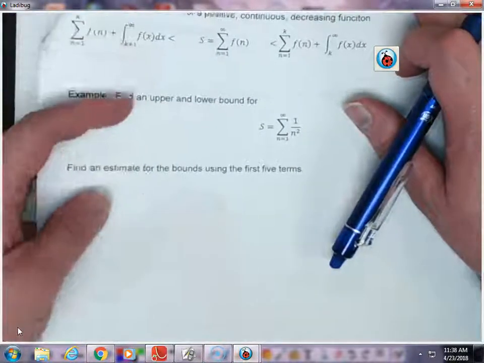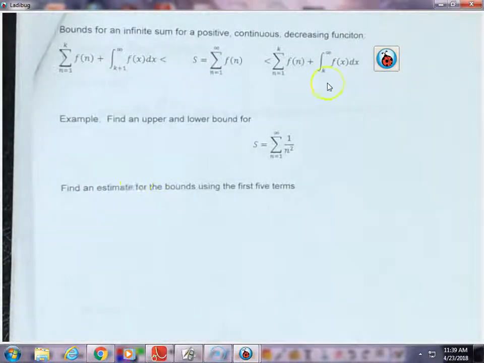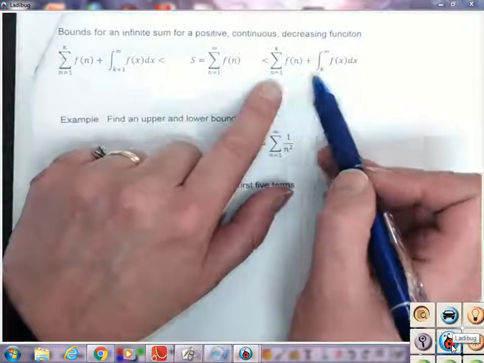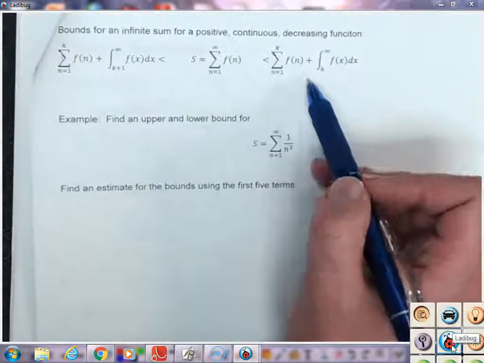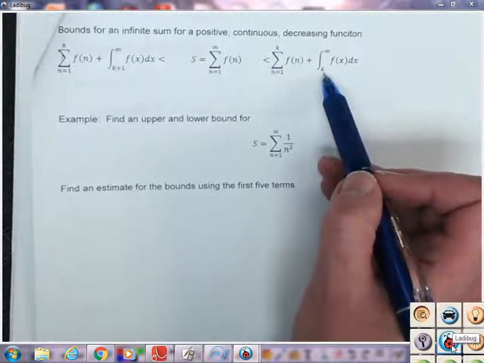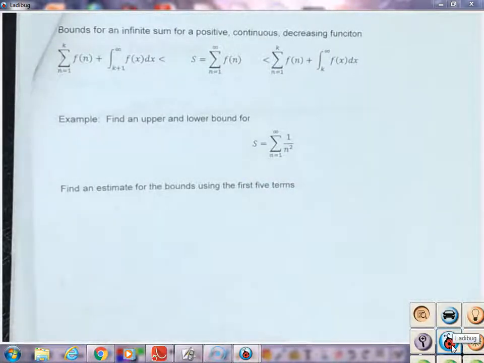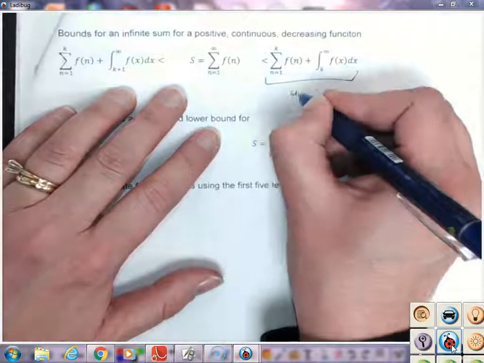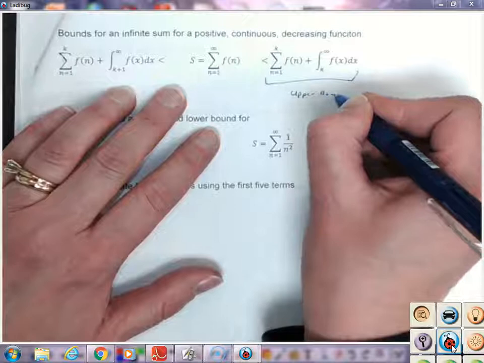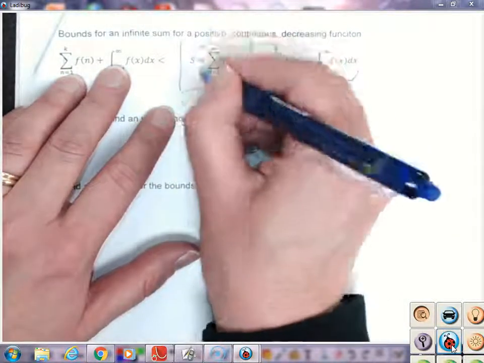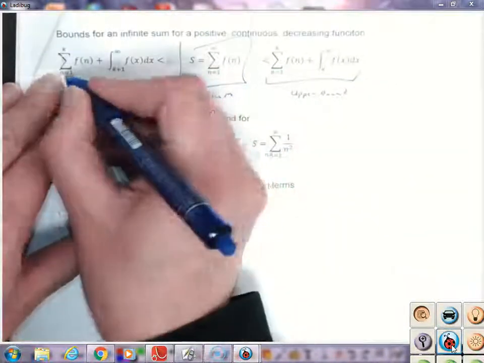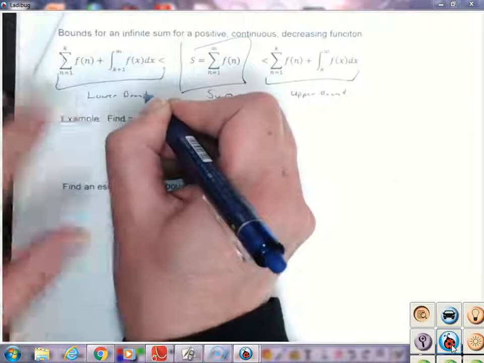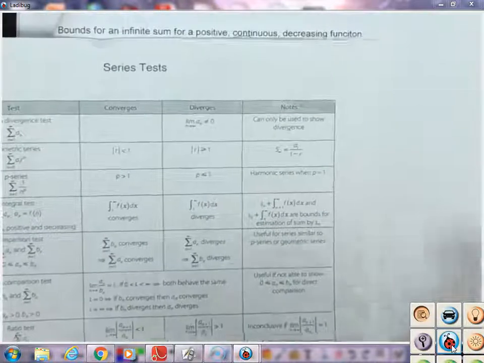okay, you see that your sum, your infinite sum, can be bound by, here's our upper bound from 1 to k, and then add on the integral from k to infinity. Okay, so this is our upper bound. This is our infinite sum, and this is our lower bound. And this is actually here.